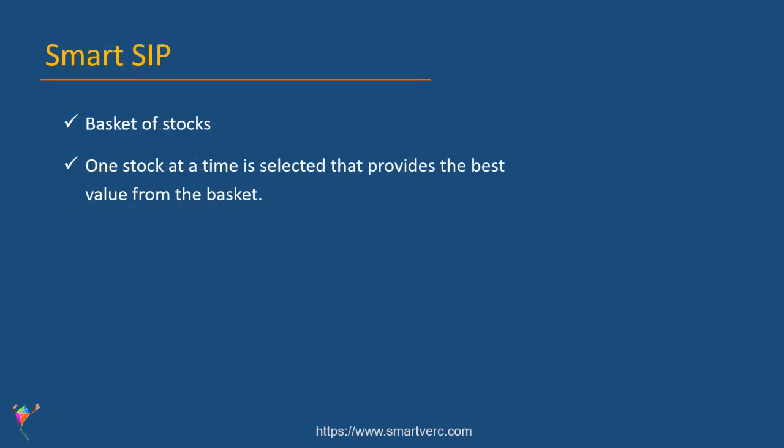We are running it. I mean to say the Smart VRC, and the name of the product is Smart SIP. Already we are running this scheme for a pretty long time, for the last 4-5 years, and we have a basket of about 18 stocks. Every month we advise one stock amongst those 18, only the one stock. And what is the criteria? The criteria is we pick the most undervalued stock from that basket. So how it has performed, I will share the results also.